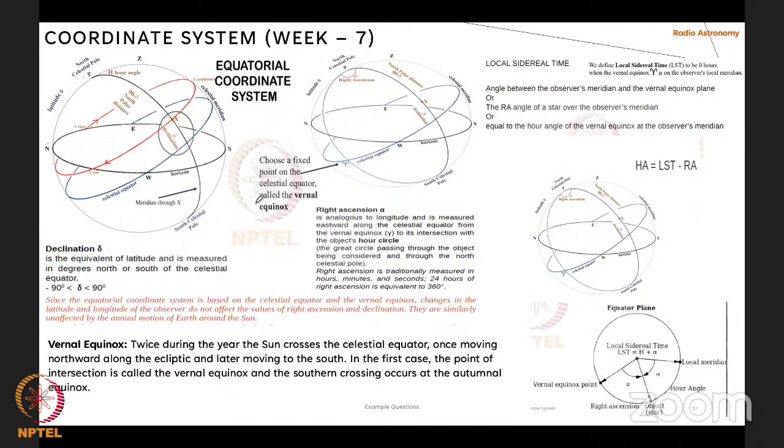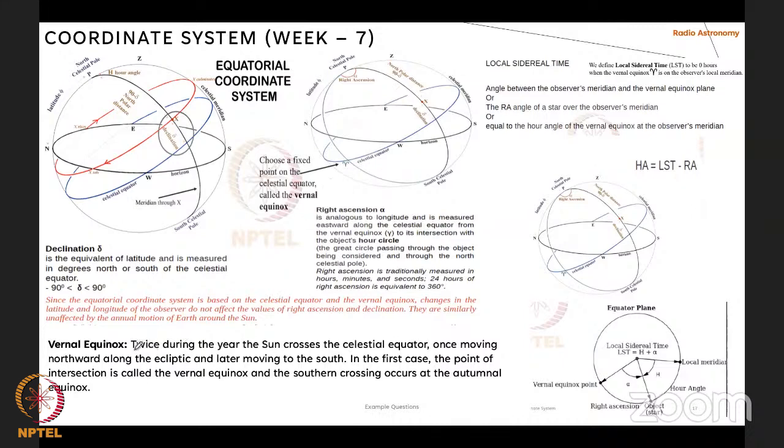just like we have a Cartesian coordinate system XYZ, and mathematically we have the spherical coordinate system as well as the cylindrical coordinate system, and then there is something called Euclidean space. Now there are different kinds of coordinate systems, but in radio astronomy the most used coordinate system is the equatorial coordinate system. This is the general diagram of the equatorial coordinate system. So we choose a fixed point at the vernal equinox.